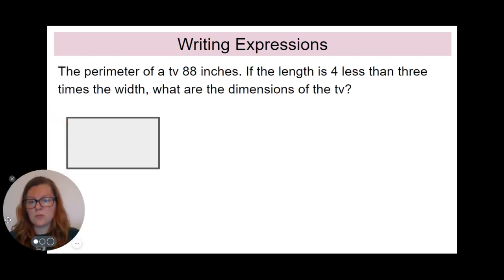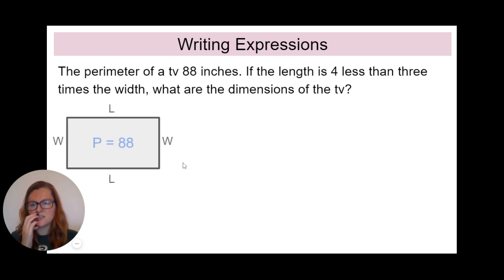Okay, so the perimeter of a TV is 88 inches. If the length is 4 less than 3 times the width, what are the dimensions of the TV? So sometimes they're going to ask you kind of like geometry questions that talk about perimeter or maybe area. Remember, if they ever ask for area, it is length times width. But for perimeter, remember, we're just adding up all of those sides. So when they're talking about some type of geometry word problem, go ahead and draw a picture. It's going to make your life way easier.